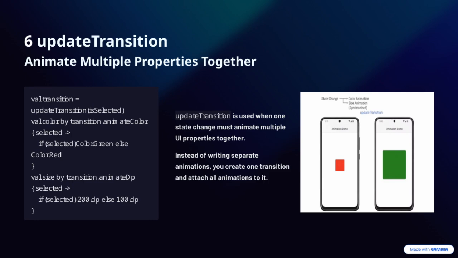By using update transition, we ensure that all these property changes happen together in a smooth, coordinated way. This method keeps our code clean and our animations cohesive, which is especially helpful for creating engaging, polished UI experiences.